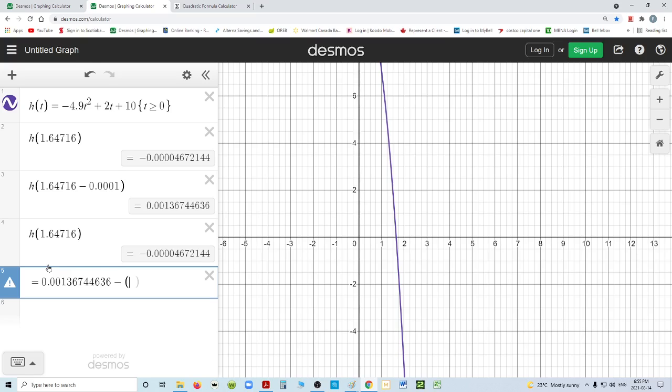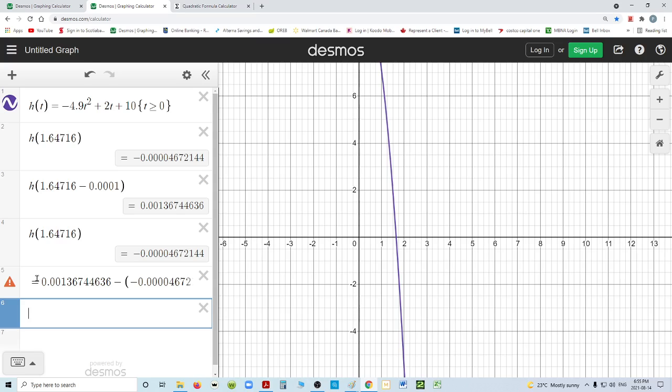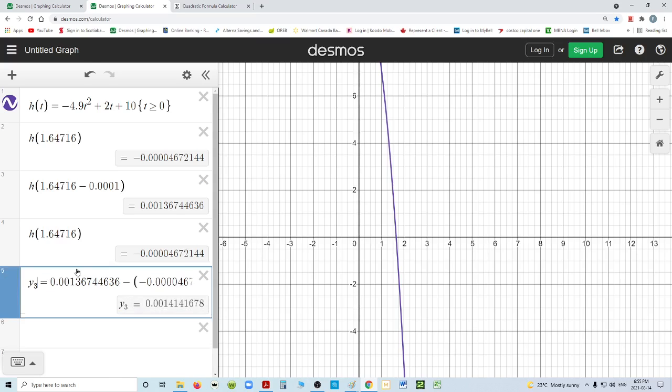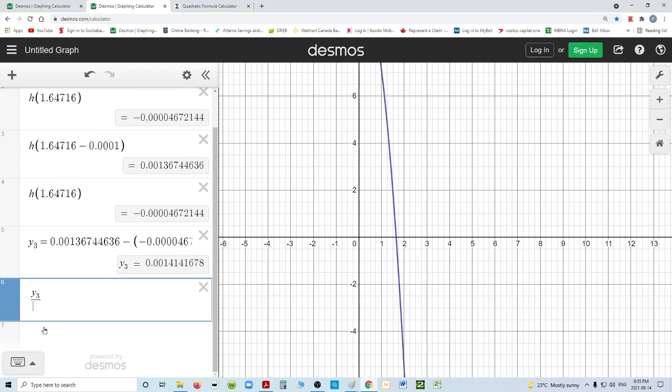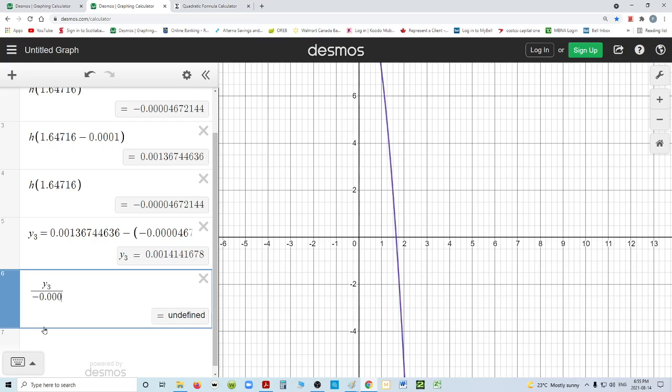the negative, or if you want, what's a better way of seeing it? Yeah, you would subtract it. So you would subtract the negative 0.00004672144, and you get that. Just call it delta y3 for delta 3. And then you take your y3 and you're dividing it by negative 0.0001. You get negative 14.